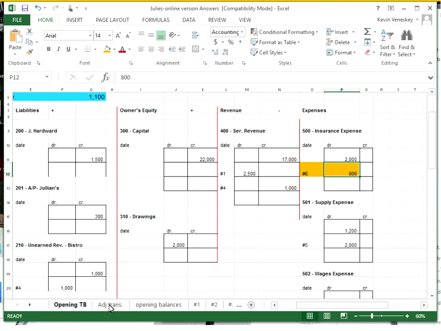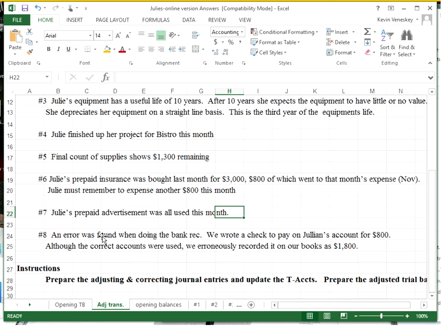Okay, my final transaction is another correcting entry. The first and the last one happen to be correcting entries. We looked at our bank rec, and we were comparing checks and amounts, and we wrote a check for Julian for $800. However, even though we used the correct accounts, we mistakenly put it on our books for $1,800.